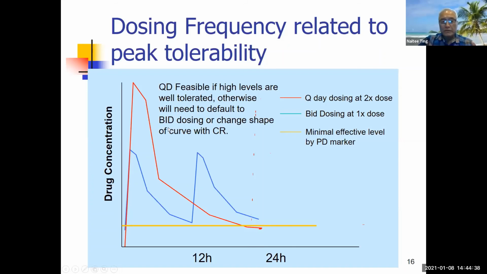Otherwise, we need to default to twice a day BID dosing, or change the shape of the curve with control release. So when you look at drug commercials on the TV, whenever they say a certain drug was dash CR, CR means control release. Control release will be a different formulation. All right, you reformulate. You have a different kind of tablet or different kind of capsule, something like that, so that the curve may look like this. All right. So the Cmax is not so high to trigger any adverse events, but you can maintain it for 24-hour dosing. All right. So these are some of the PK properties we're looking at.